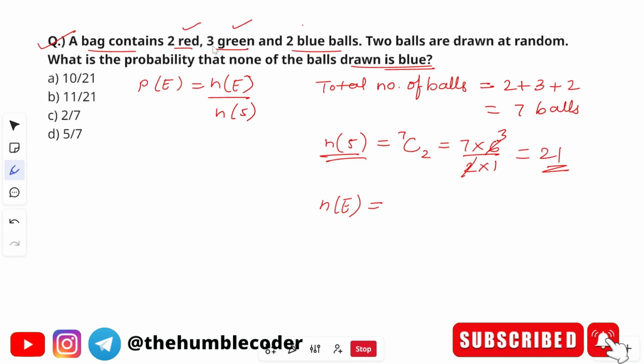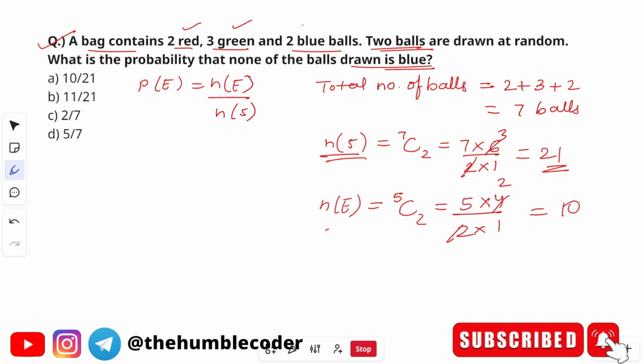That is 2 plus 3, which means 5 balls in total, because we are neglecting the blue balls as given in the condition. Out of 5 balls, how many are we drawing? 2 balls. So 5C2 is the combination formula that we will apply. Simply 5 into 4 divided by 2 into 1. When we solve this, it will be 10.